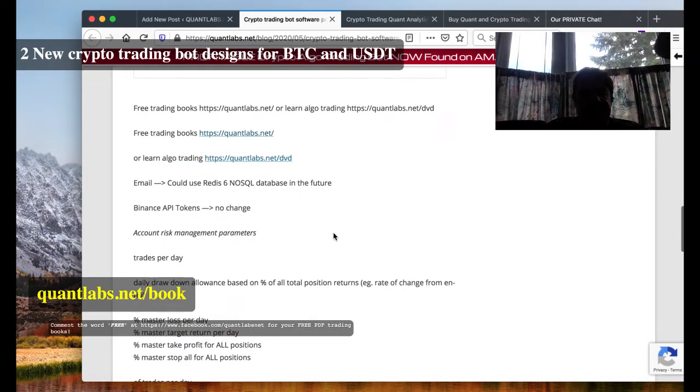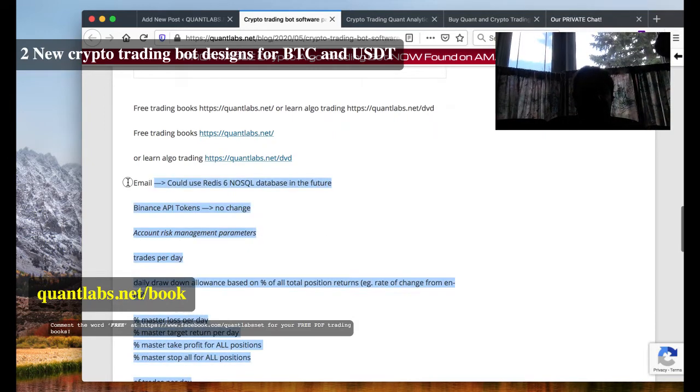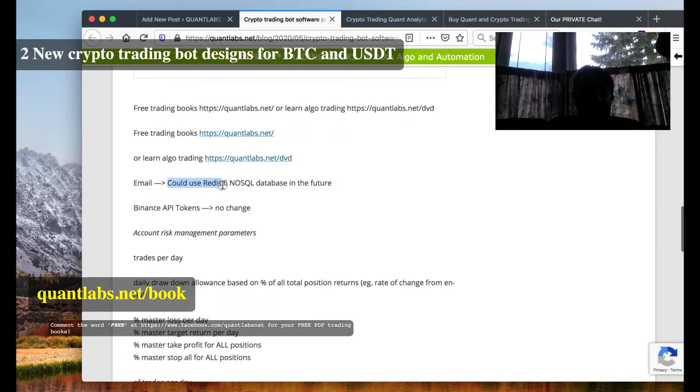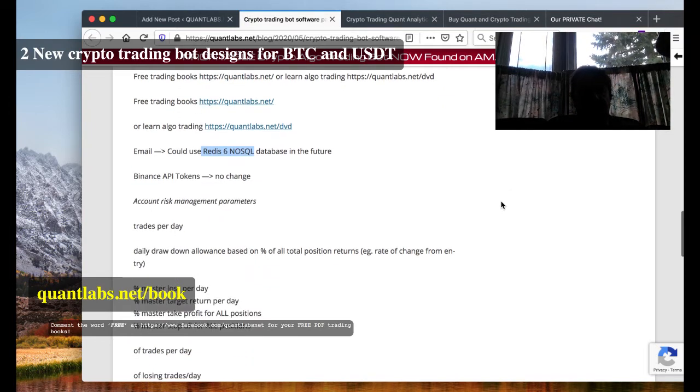Okay, so let's get into it. If you've downloaded it and you're already a customer, thanks for that. Right now, I can only deliver signals via email. I have looked at a Redis 6 NoSQL database in the future. As it stands right now, email's the only option, but I may go to a server that allows Redis 6. So the signals would be downloaded by connecting to a server database, which would be a lot easier than email. But for now, that's what I'm going to go with.